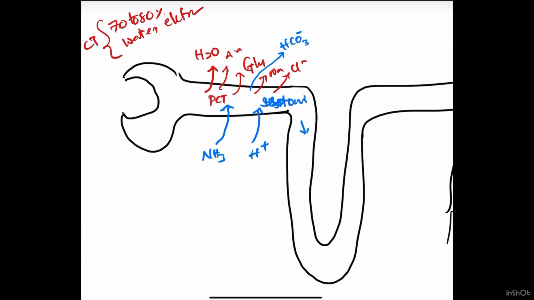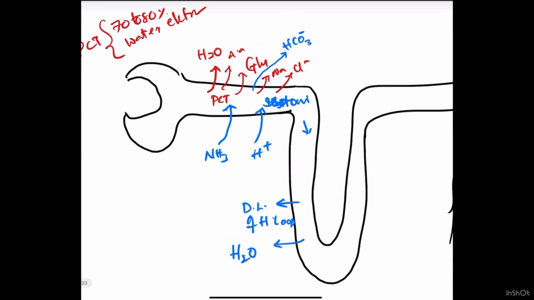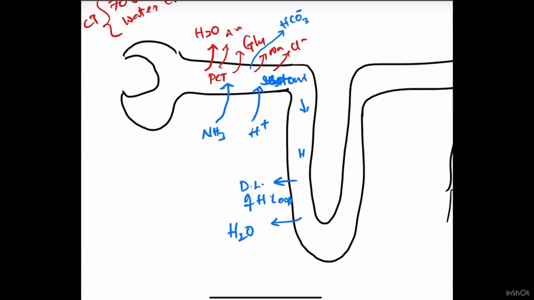And when it is coming downwards, this is the descending limb of Henle's loop. The descending limb of Henle's loop is permeable only to water. When water alone is taken out here, the fluid becomes hypertonic. Here it becomes hypertonic, and this limb is almost impermeable to the ions.